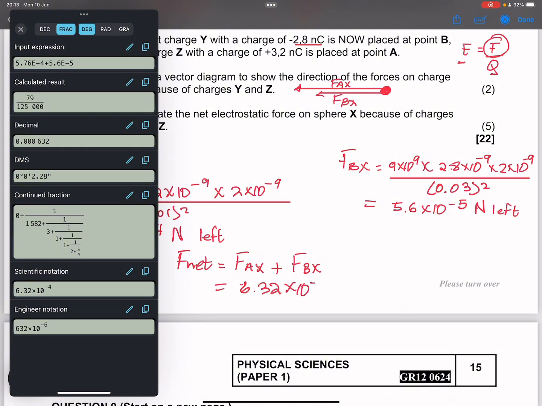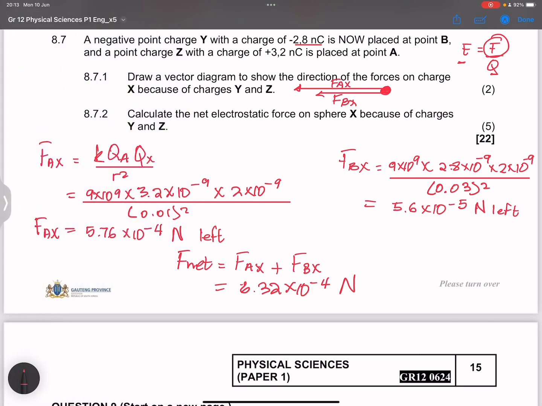times 10 to the -4 newtons. And so please remember, we actually need to specify the direction. Okay, so that is going to be to the left, or rather to the west, if you wanted to use the points of a compass, right? Right, so in this case, that is how we're going to calculate the net electrostatic force. I hope that you understood that as we go to the next question.